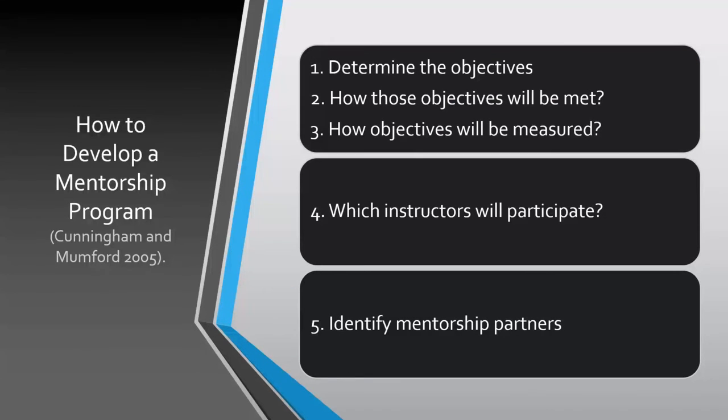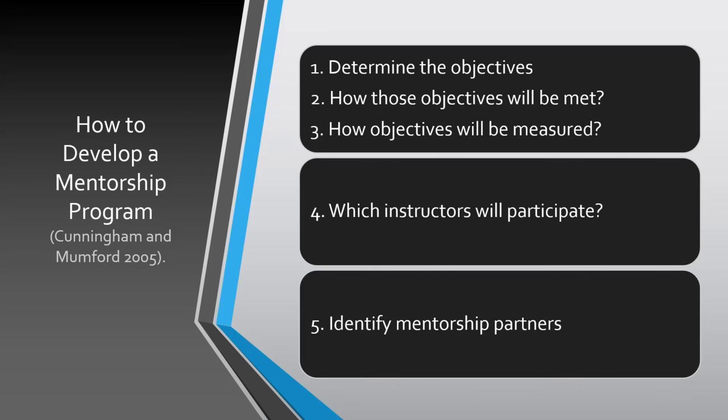So we know that mentorship programs can be positive, and we know that they can make a big impact when they're implemented correctly. So how do we implement one of these? Cunningham and Mumford in 2005 give us some ideas. First of all, we have to have objectives.